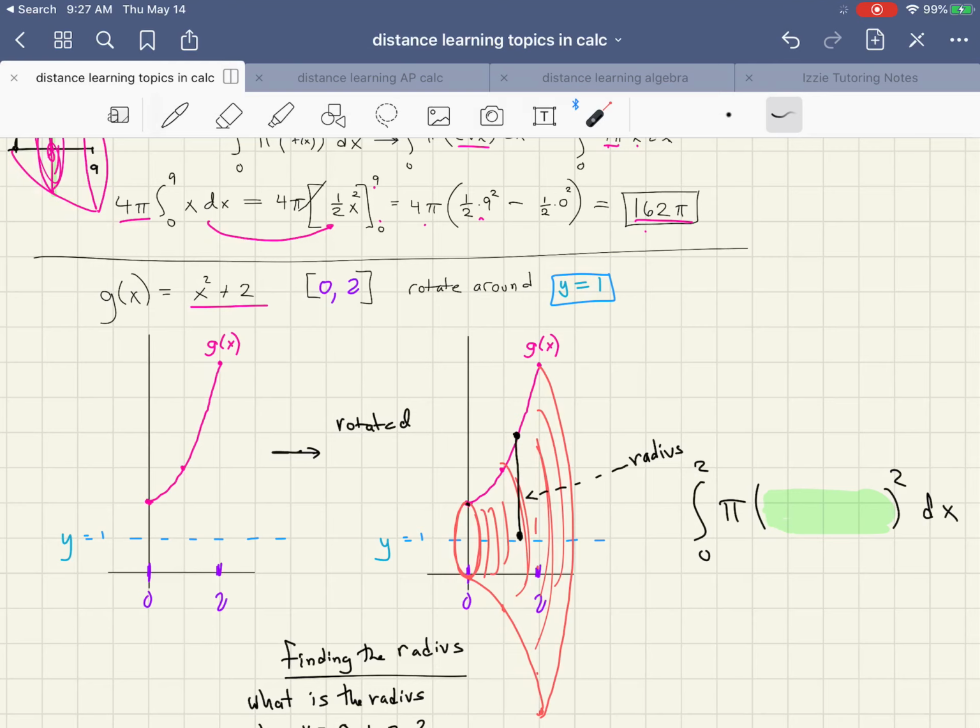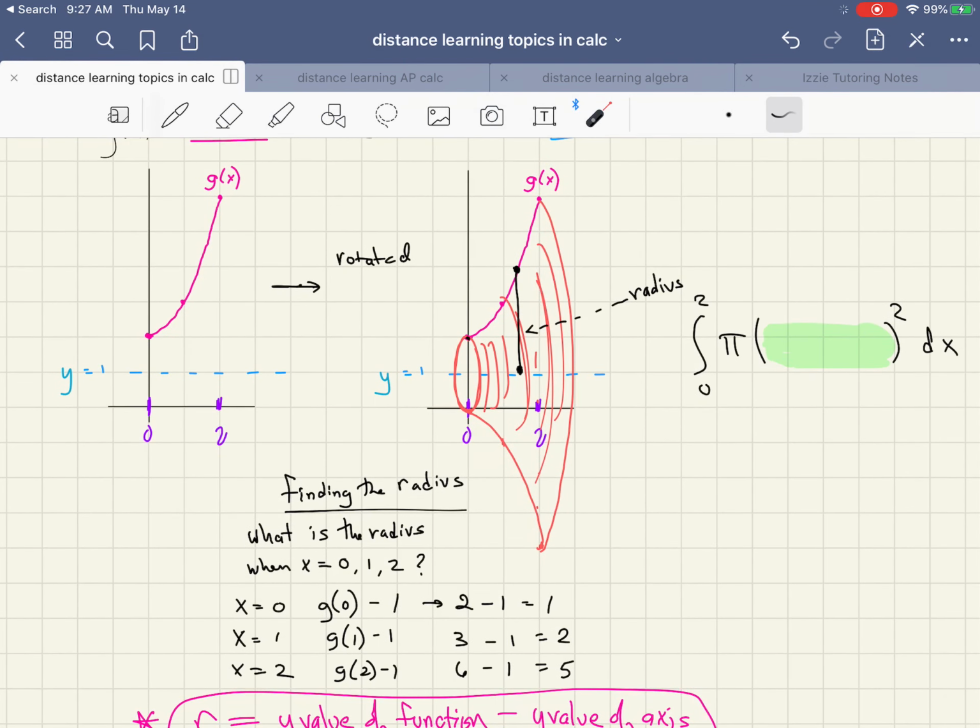Now, if we cut those apart and we looked at one radius, no longer is the radius the distance from the point down to the x-axis. It is 1 less than that. Okay, everywhere I go. So here's the height is 2, but the radius is 1. The height is 3, the radius is 2. The height is 6, the radius is 5. Okay, and I've got those right here.